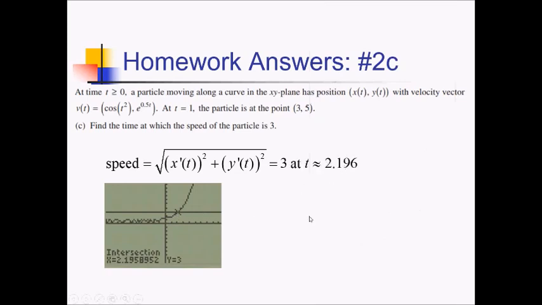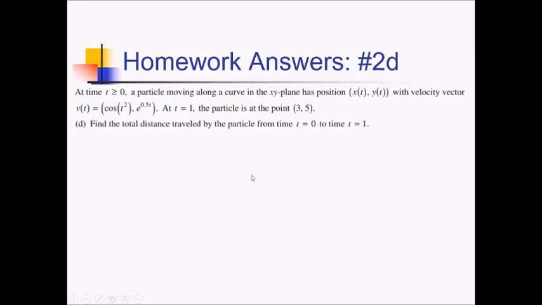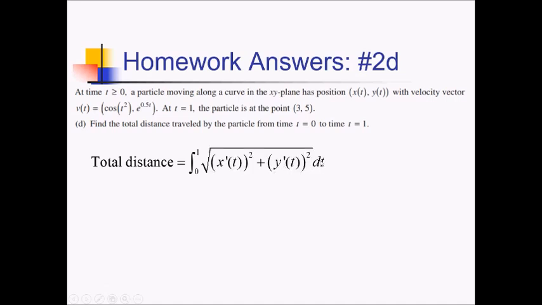For this last problem part, they want us to find the total distance traveled by our particle from time 0 to 1. So we're going to have to integrate the speed of the particle from 0 to 1. So we need an integral from 0 to 1 of the square root of x prime of t squared plus y prime of t squared dt.